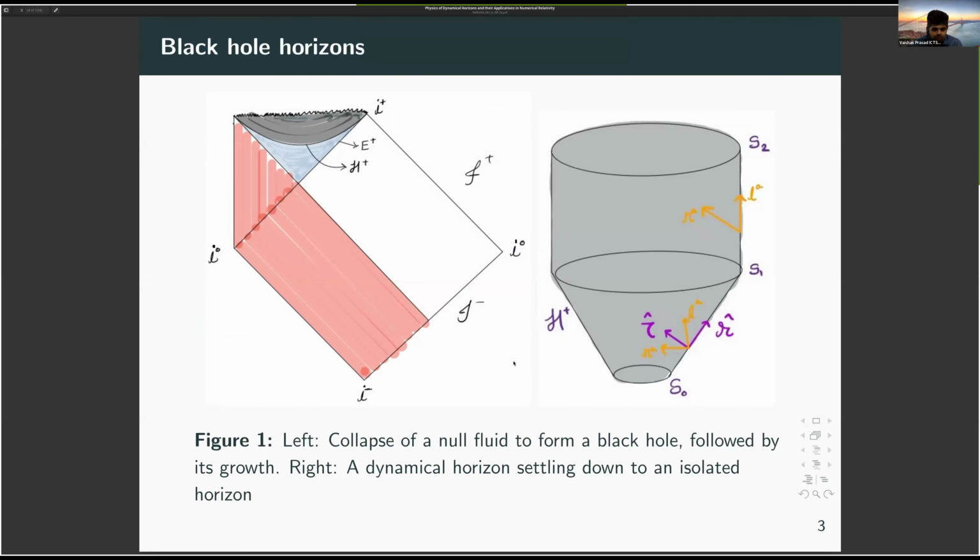Onto isolated and dynamical horizons. You might have already heard about these topics, so I'll try to be brief, but please feel free to ask questions if you want me to go slow.